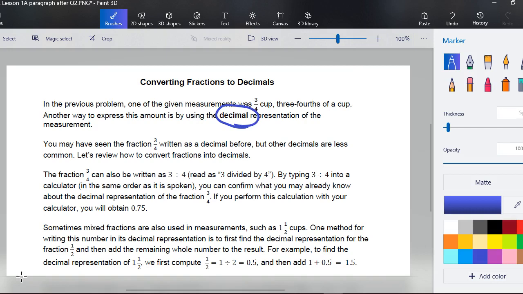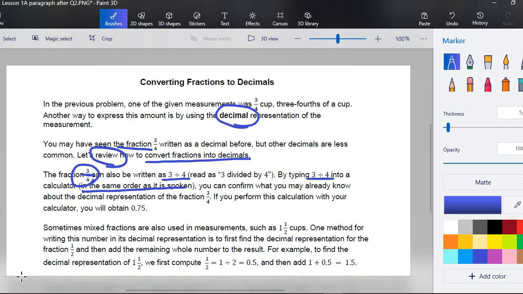And if you've seen this fraction written as a decimal before, but other decimals are less common. So let's review. The concept you need to know, make sure you understand, remember, is how to convert fractions into decimals. So it mentions that 3/4 can be written as 3 divided by 4, and this thing in the middle is called a vinculum. And by typing 3 divided by 4 into a calculator, make sure it's the same order as what you're speaking.